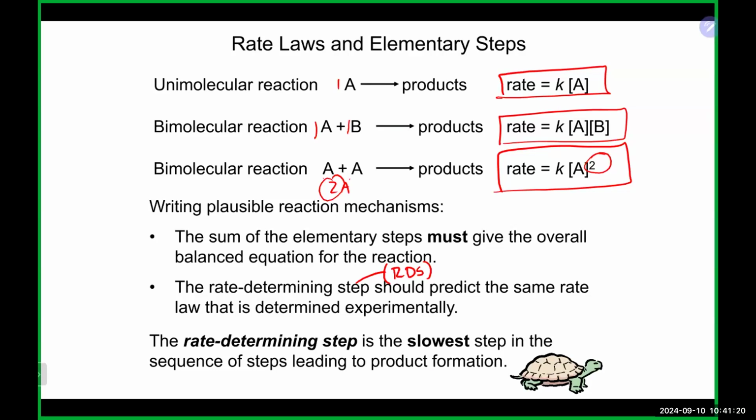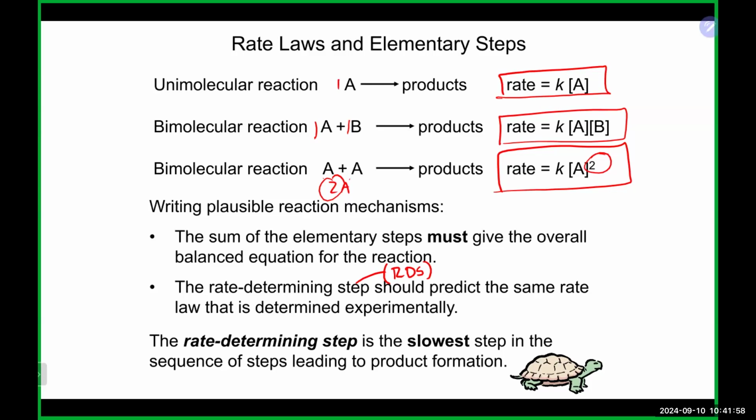What is the rate determining step? The rate determining step is the slowest step in the mechanism. It is the step that essentially determines how fast or how slow this reaction will take place. Hence the turtle, I think. It's kind of like when you're in the 15 items or less line and the guy in front of you has like 100 items. He's your rate determining step for getting out of that line, right? You have to wait for him to finish before you can get there. So the slowest step in the mechanism is usually the rate determining step, and it should always have the same rate law as the one found experimentally.